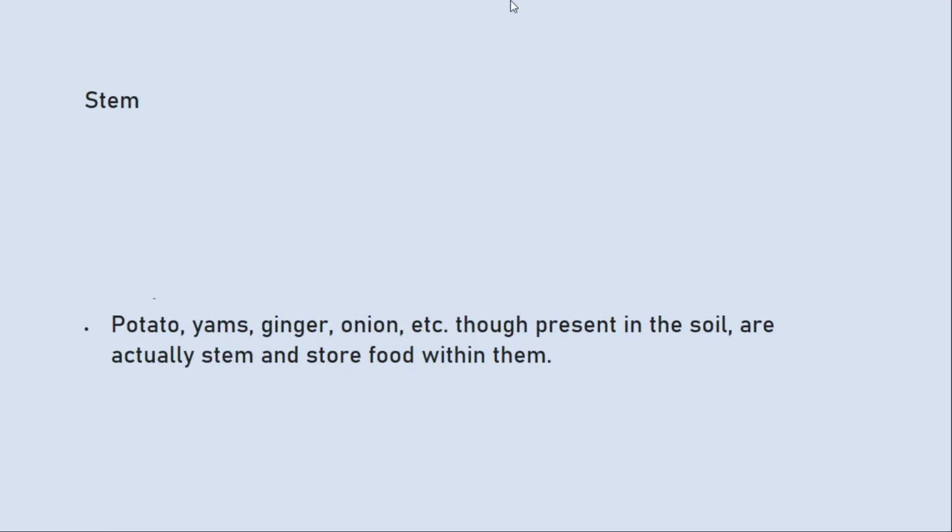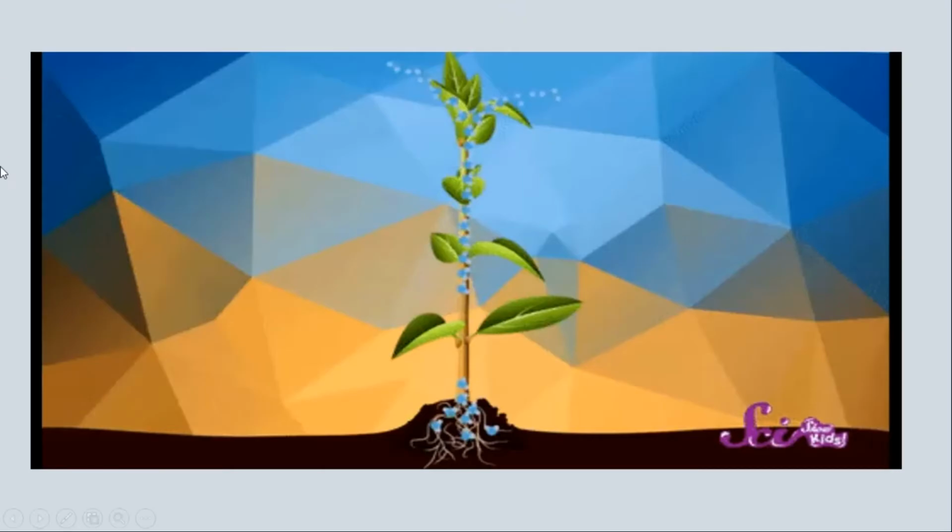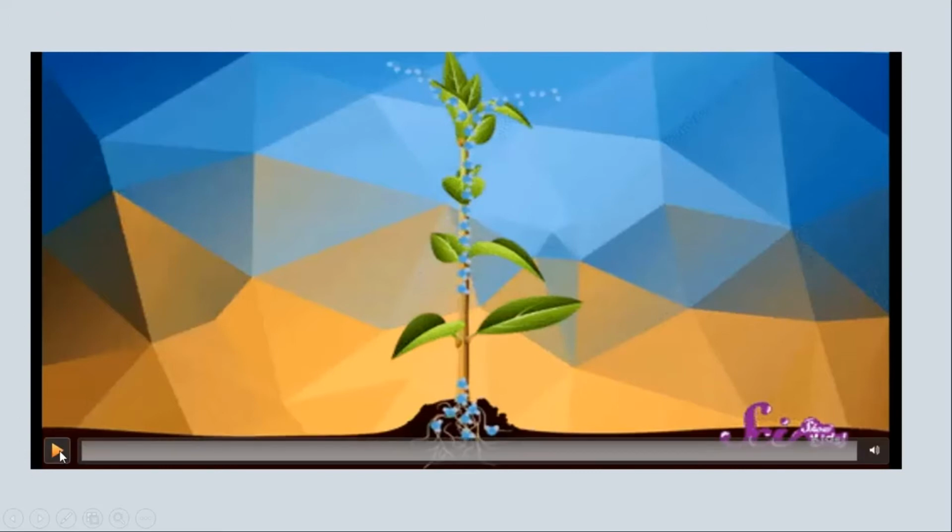Potato, yams, ginger, onion, etc., though present inside the soil, are actually stems, and they store food within them. Now we will show how the water gets conducted through the stem. So first here the roots absorb the water, and through the stem it is conducted to the leaves.